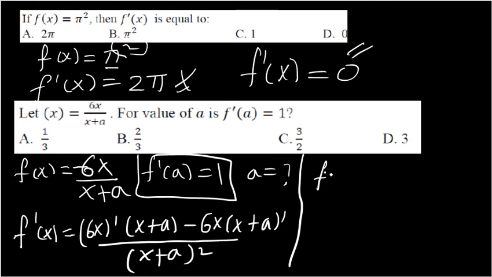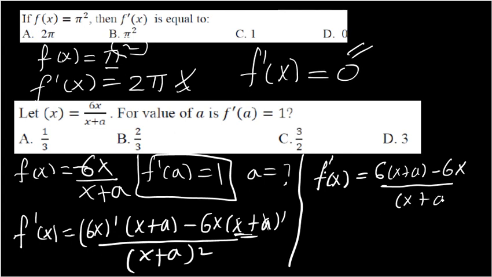So f derivative of x will be 6x derivative, which is 6, in bracket x plus a, then minus just 6x only, because in x plus a derivative, the constant derivative is 0 and x derivative is 1. So in the bracket only 1 is left. 1 times 6x will be 6x. In the denominator, what do we have? x plus a the whole square.